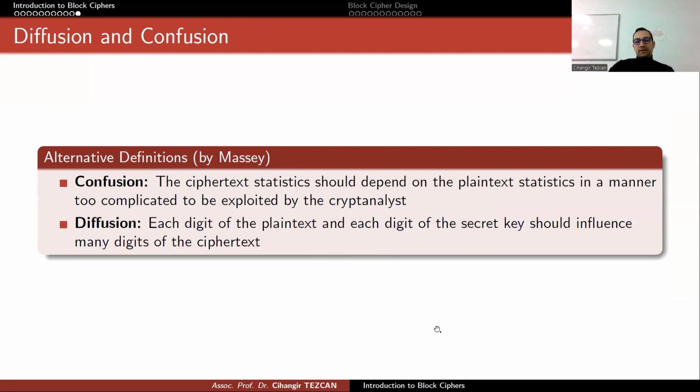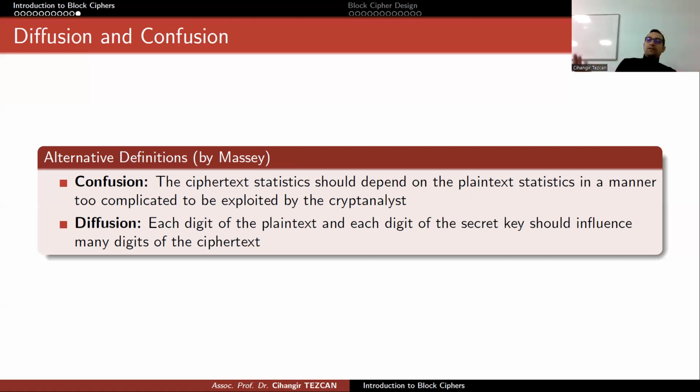But here, the diffusion idea is a little bit different. Each digit of the plaintext and each digit of the secret key should influence many digits of the ciphertext. This is actually a nice idea because you can design a cipher so that, for instance, your block size is 8 bytes and maybe the first byte affects only the first byte of the ciphertext, right? You can design a block cipher like that. But this is not a good idea. This means that there is no diffusion at all, because the first byte only affects the first byte. This sentence says that a single bit should affect every bit.